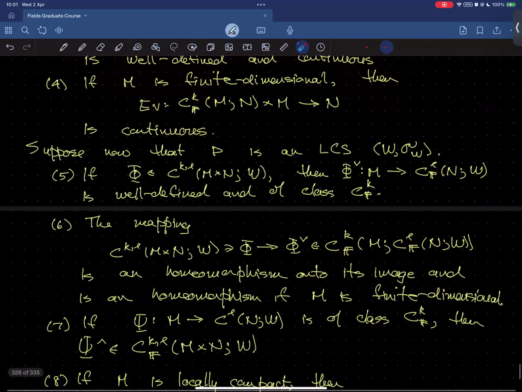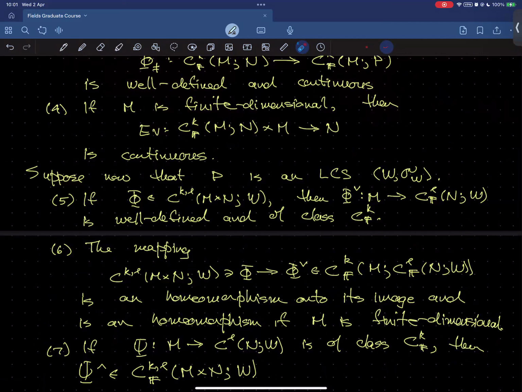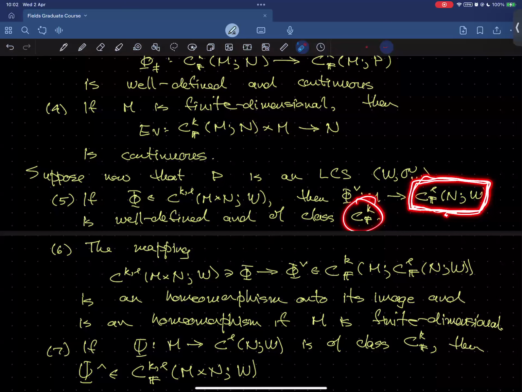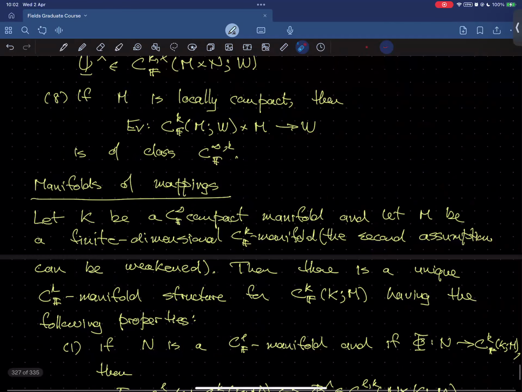What we haven't done, and here we had to do a kludge, right? In order to talk about mappings into this thing as being of class CK, as we did there, we needed this thing to be a locally convex space, and therefore we needed W to be a locally convex space. But what if W is not a locally convex space? Can we still put a manifold structure on here, which would allow us to say that a mapping like this is of class CK? Now this thing needs to be a manifold. So that's what we want to do now.